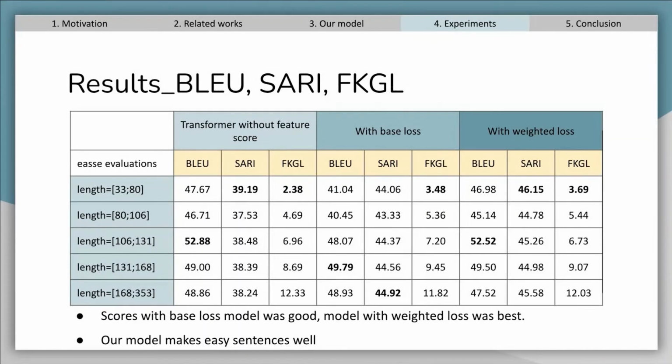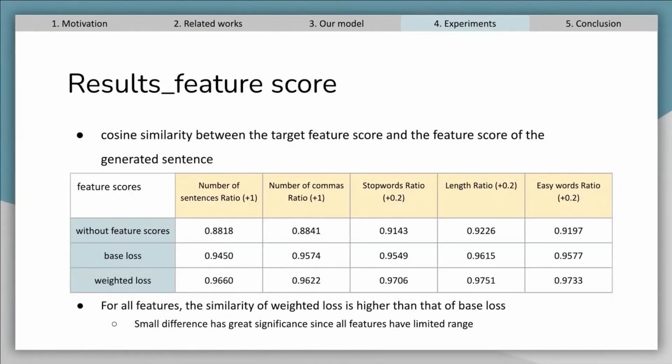Here, you can see the performance of each of the training on a different EASE evaluation. Cross-entropy model was good, but weighted loss still performed better. Our model produced easy sentences well. For feature scores, cosine similarity between the target feature score and the feature score of the generated sentence was calculated. The similarity is higher for all features in a weighted loss model.